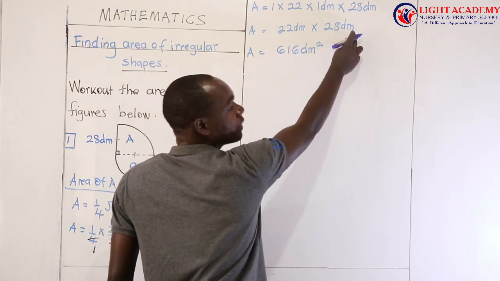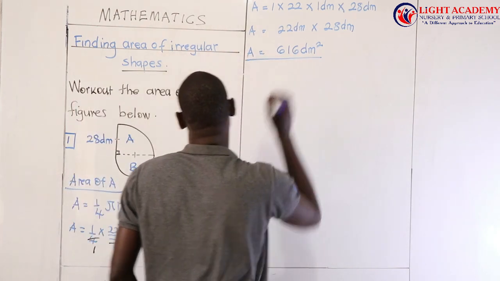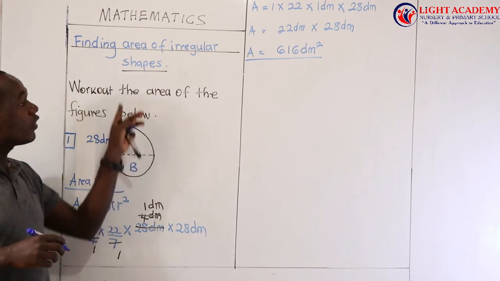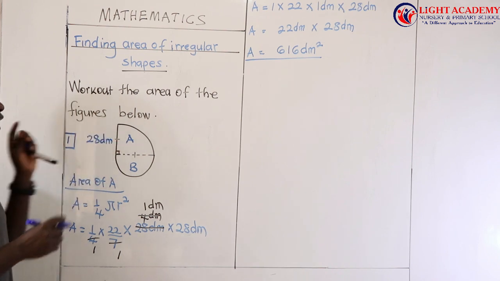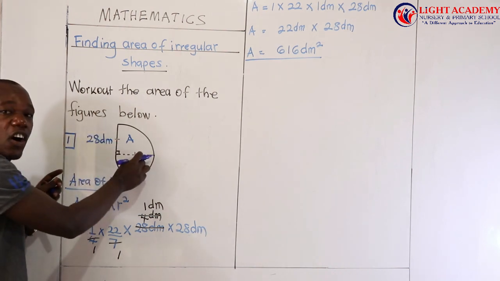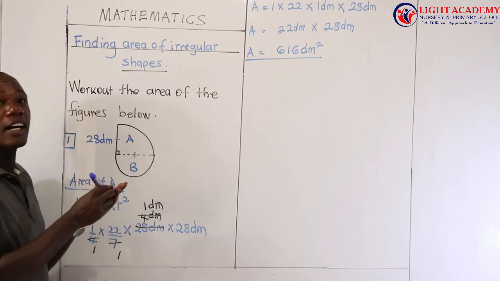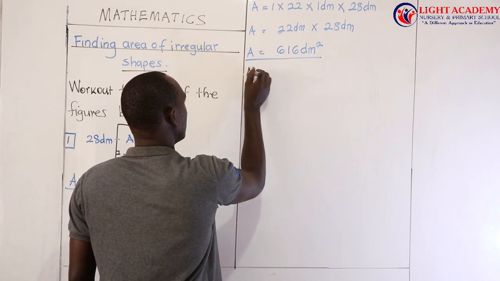Because decimeters times decimeters, you get decimeter squared. So this is our area of the upper figure, which is actually a quadrant. We have not yet finished working out the area of the whole figure. So after working out area of A, we also go ahead and work out area of B, which is the lower part, and in this case it is a semicircle. So area of B is now what we are going to work out.